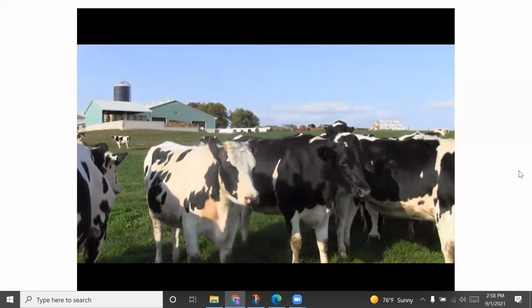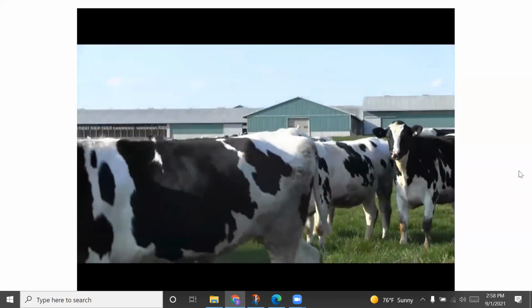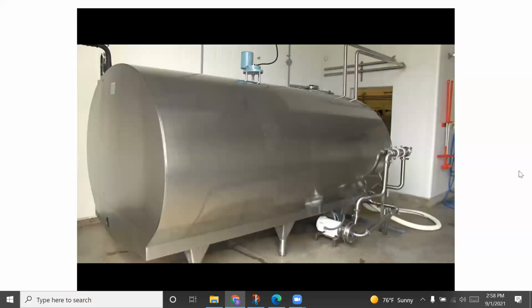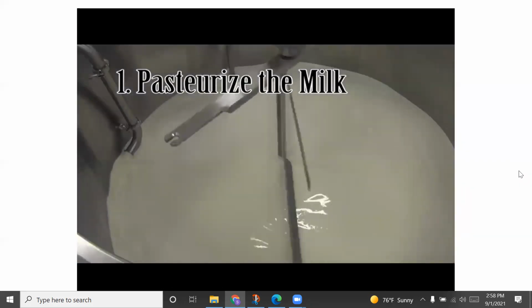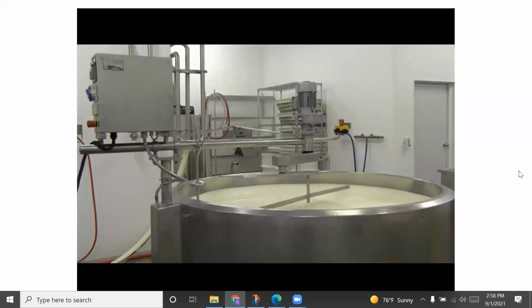Guns Hill uses milk from cows raised on the family farm. Only pure whole milk is used. The process of turning the milk into cheese involves 9 basic steps. First, the milk is pumped into the cheese vat where it is pasteurized. Pasteurization involves heating the milk to 63 degrees Celsius for half an hour. This kills the unwanted bacteria.